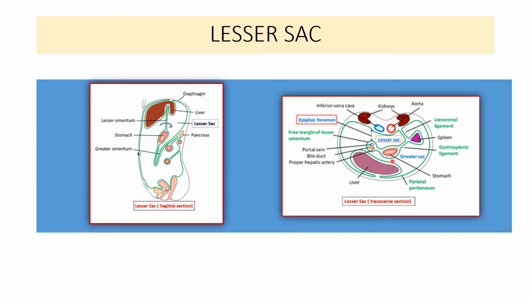Now let us see the transverse section of the lesser sac, which is posterior to the stomach. This is the anterosuperior surface, this is the postero-inferior surface, and you are seeing certain structures in relation with the lesser sac, the spleen and the kidney. With this brief background about the lesser sac, now let us go back to the stomach bed.